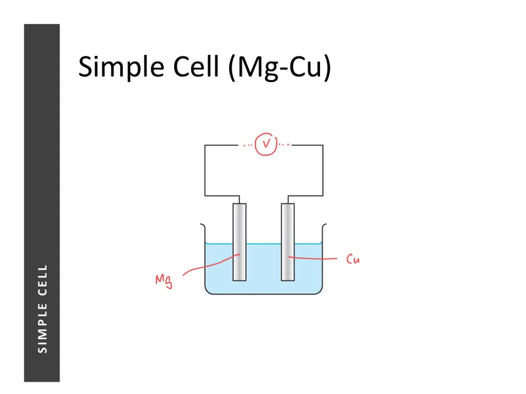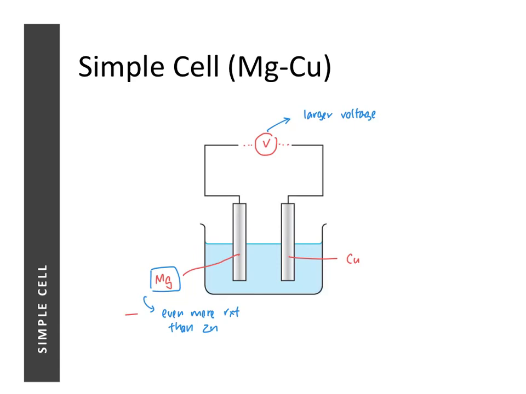Will I get a larger reading on my voltmeter, or a smaller reading? For those of you who can recall the reactivity series correctly, you will recognize that magnesium is an even more reactive metal than zinc. That means that the magnesium has an even stronger tendency to lose electrons. So obviously your reading is going to be higher, because magnesium has a greater tendency to lose electrons, so there's an even larger electrochemical potential.